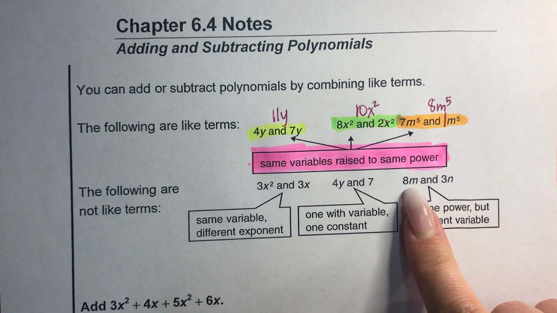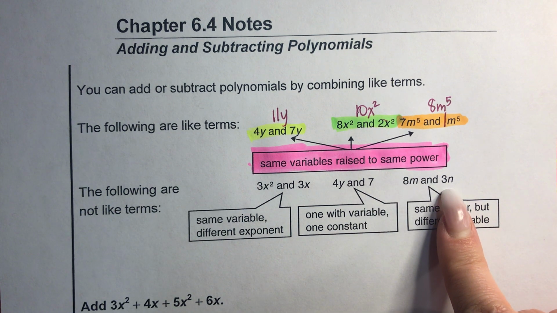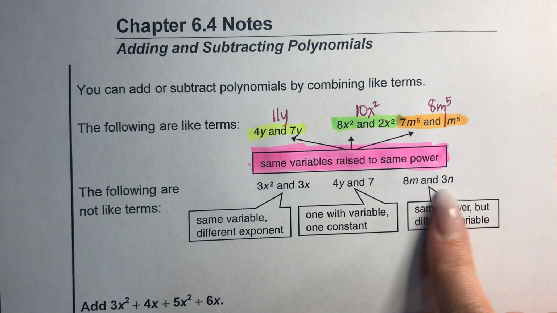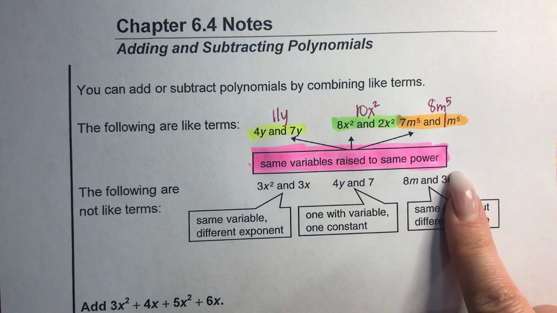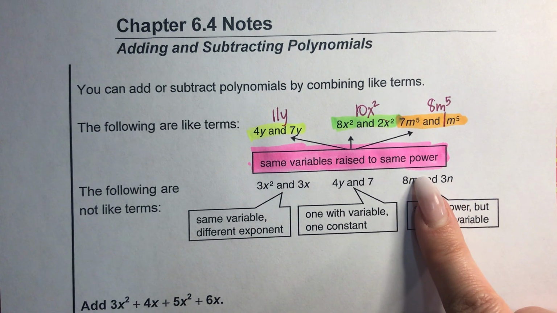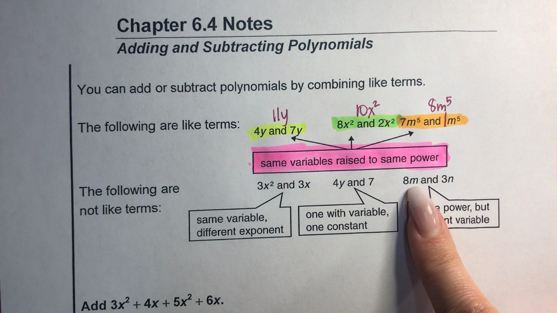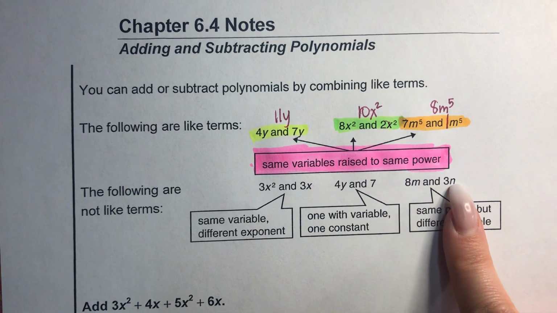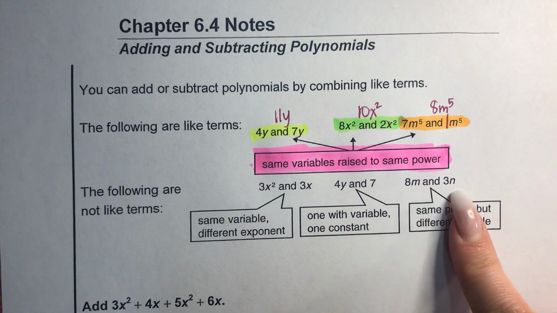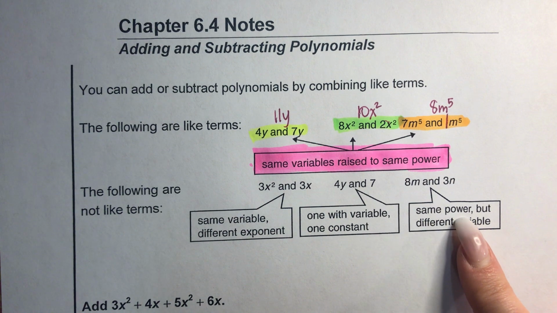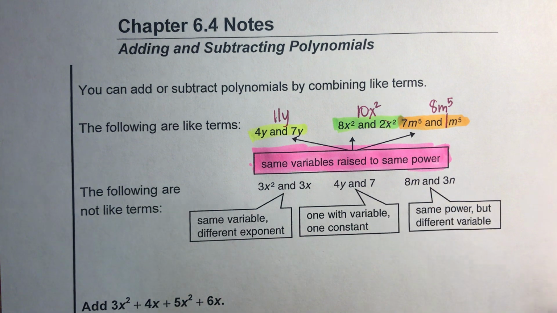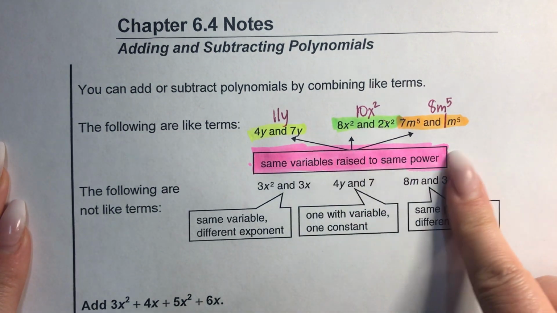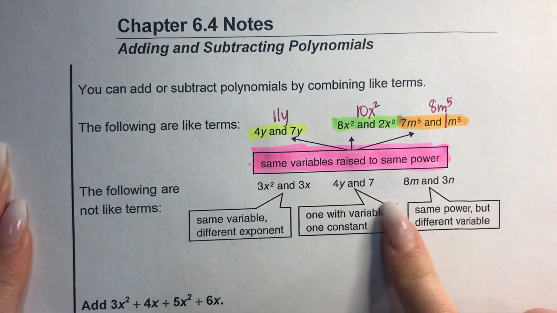What about here? 8m and 3n. Why are these not like terms? Well, they have the same power. There's a 1 there, and then there's a 1 there, right? When there's nothing written, there's a 1. But the variables are different. Here's an m, and here's an n. So you cannot combine them. So even though they have the same power, right? They have that exponent of 1 and 1, but they have different variables, so you cannot combine them.